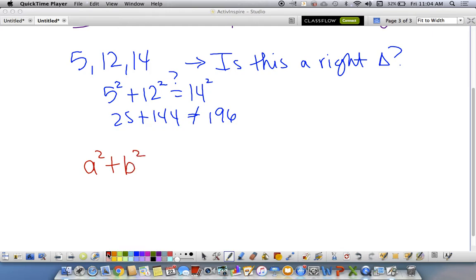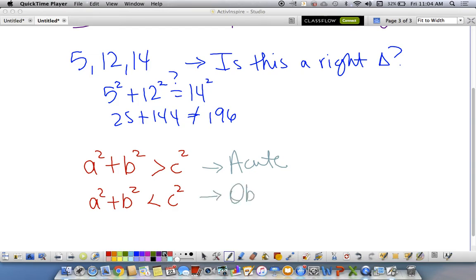So if A squared plus B squared is greater than C squared, it's going to be what? Acute. But if A squared plus B squared is less than C squared, it means it will be obtuse. So then I'm actually going to add these two things together and say 169 is less than 196. Okay, so what type of triangle do we have? Obtuse.